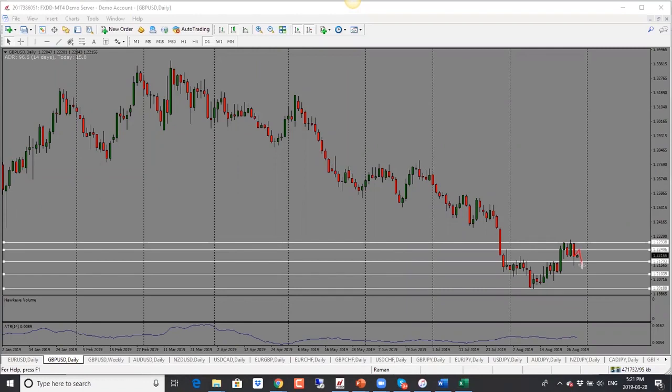Now we do need to see it hold below 1.2180 for it to continue further. That's the type of move I'm looking for here. So bearish bias here for pound dollar. First target is 1.2180 and then 1.2100 back into the bottom of this candle here, and then it could go further. But for now, bias is bearish for pound dollar.